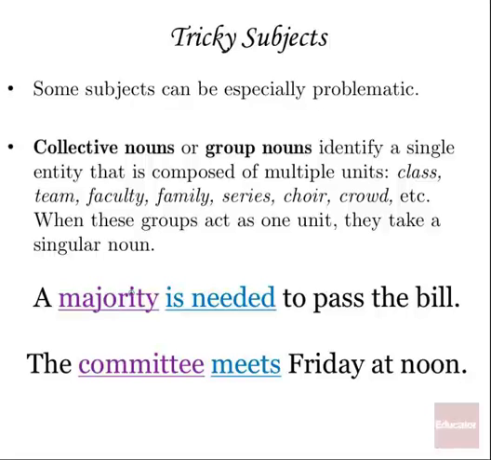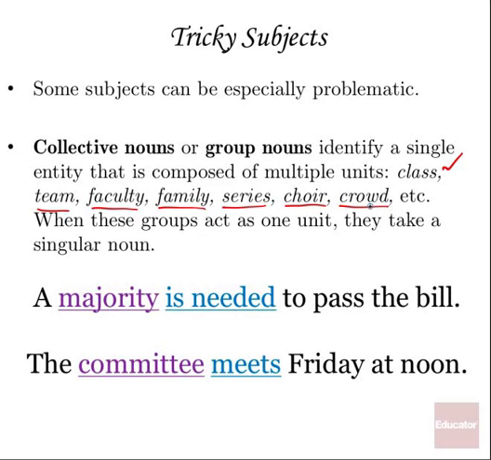All right, some types of subjects can be especially problematic. First of all, collective nouns or group nouns, which we covered briefly in our lesson on nouns. They identify a single entity that is composed of multiple units, something like class, or team, or faculty, family, series, choir, crowd, etc. Each of these things is a group made up of roughly equivalent units.